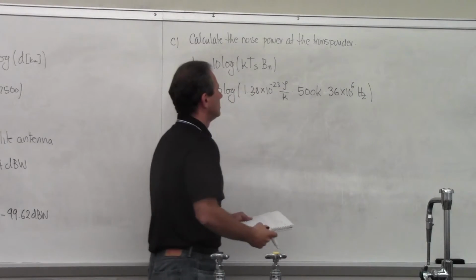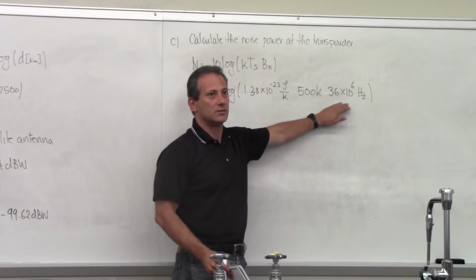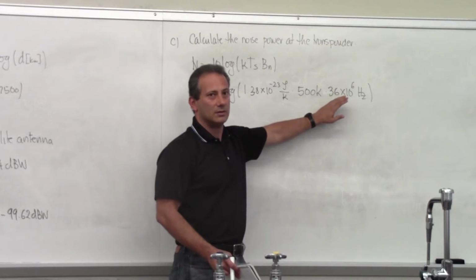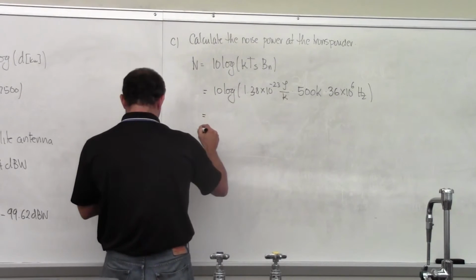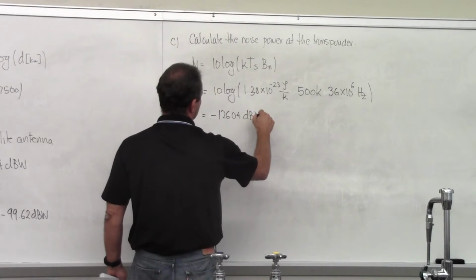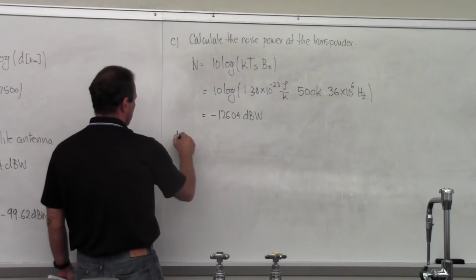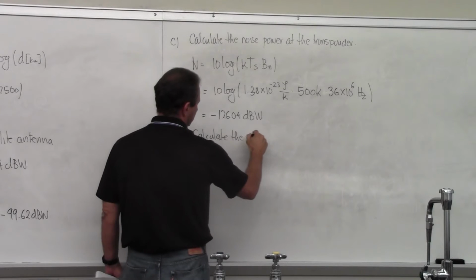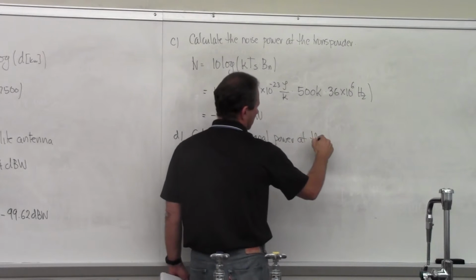As we're doing these problems, make sure you don't forget that you have to express the bandwidth in hertz. I say it every time, and it's always that somebody forgets it. So make sure the bandwidth is in hertz. When I did these calculations, this ends up being minus 126.04 dB watt. So that's the noise power. And then it says calculate the signal power at the output of the transponder.